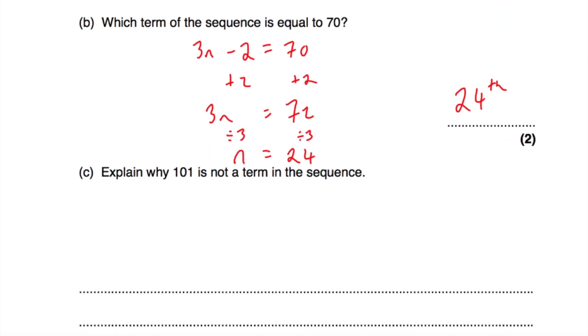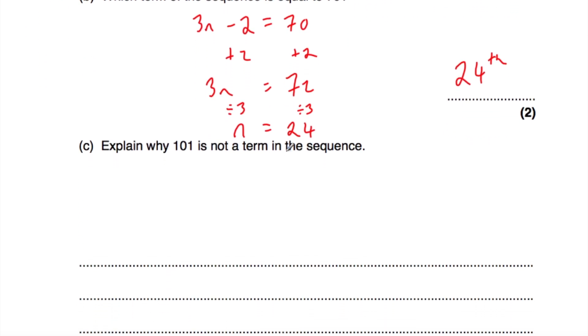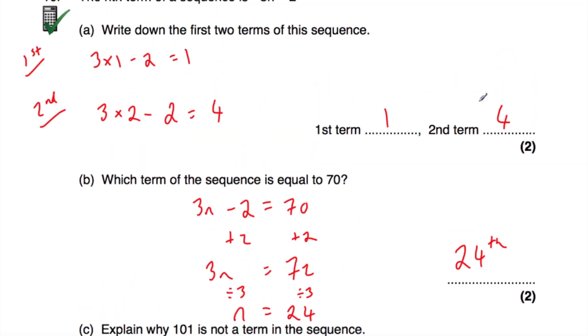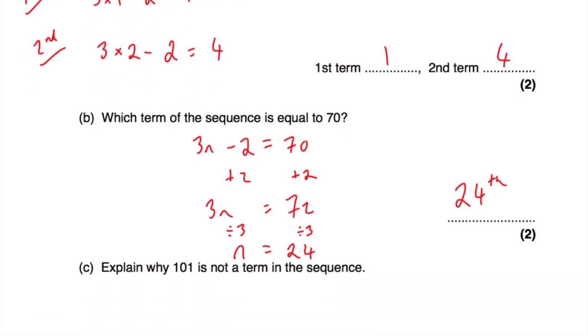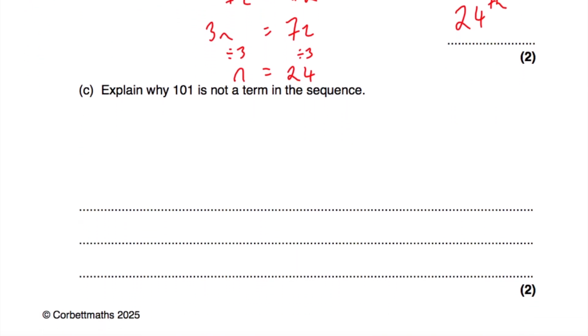Okay, then part C. Part C says explain why 101 is not a term in this sequence. So let's just go up and check and see if all the terms in our sequence are even, perhaps, then that would be great because 101 is odd. So let's have a look at our sequence again. 1, 4, so odd, even, and so on. So no, there's not going to be a quick way out of it like that.